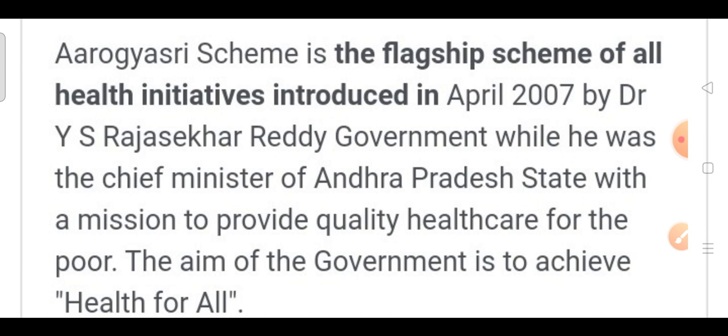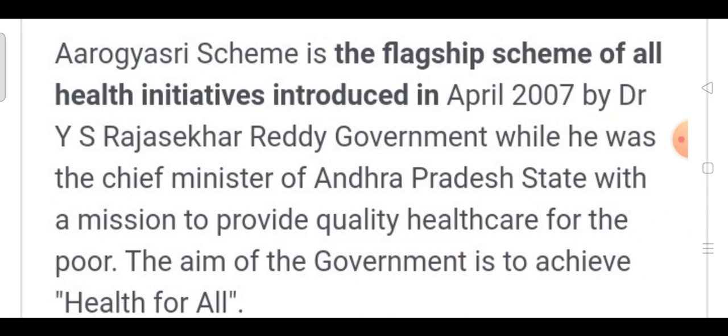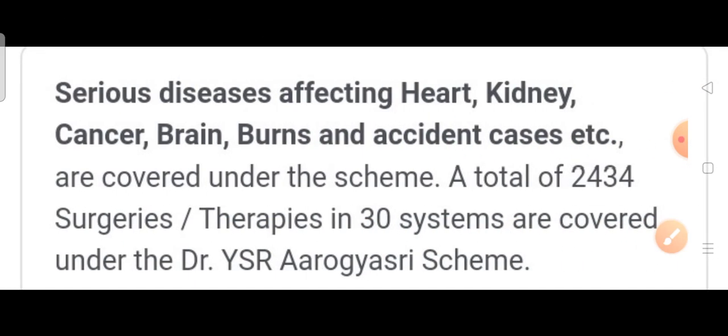Y.S.R. Rajshekar Reddy government. Okay, next coming the second one: the mission is to provide quality health care for the poor people. Next, the third one: the main aim of the government is to achieve health for all. Serious diseases affecting heart, kidney, cancer, brain, burns and accident cases, etc. are covered under the scheme. Okay, only these cases are covered under this scheme.